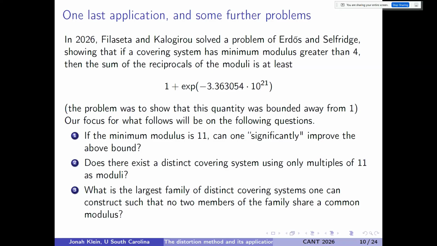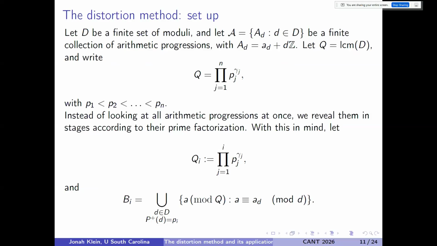What does it mean to say that they do not share a common modulus? So let's say I have two different covering systems. There are no moduli used here that are also used here. They're all distinct in one, and they're all distinct amongst each other as well. Does that make sense? Okay.